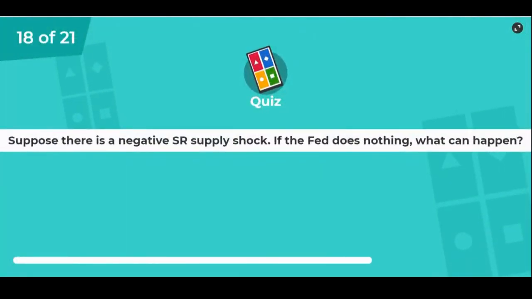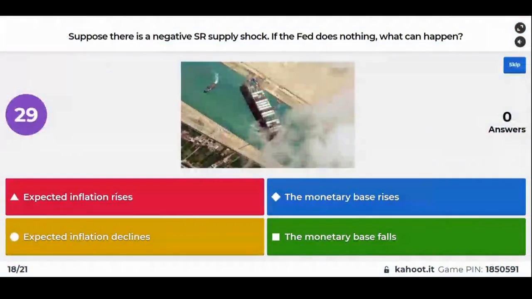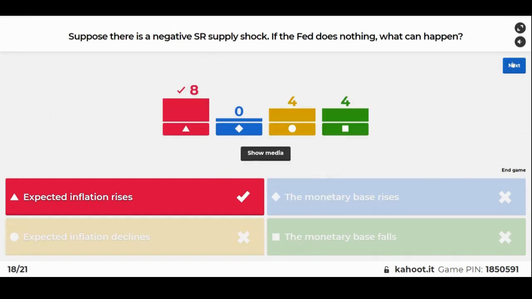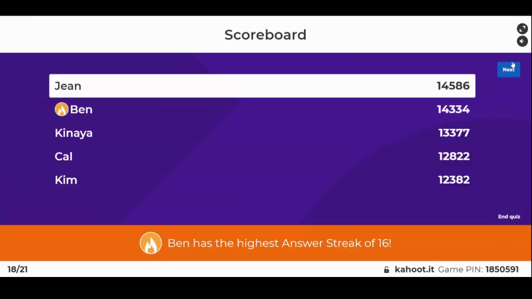Suppose there's a negative short-run supply shock. If the Fed does nothing, what might happen? Does expected inflation rise or decline, or is it something to do with the monetary base? If the Fed does nothing, of course, the monetary base won't change. So it must be something to do with inflation. Eventually, the inflation will become expected.